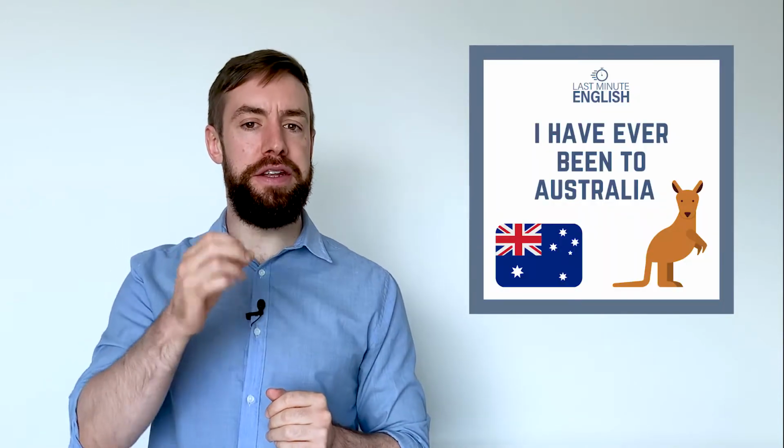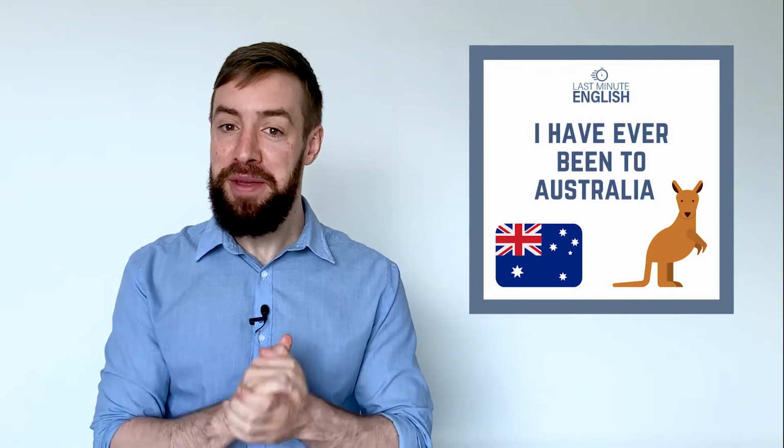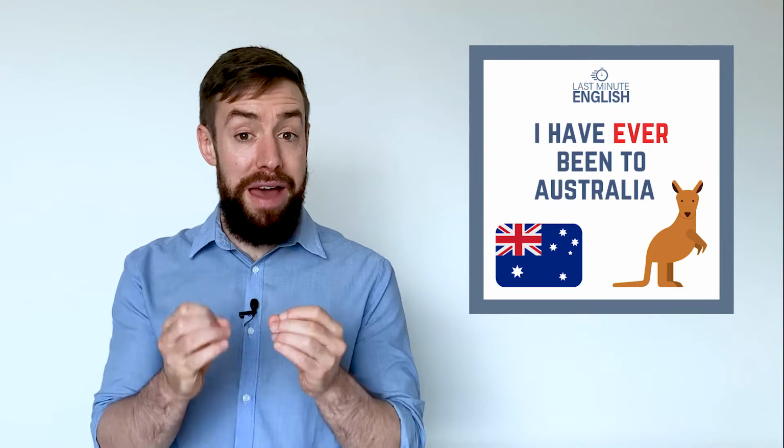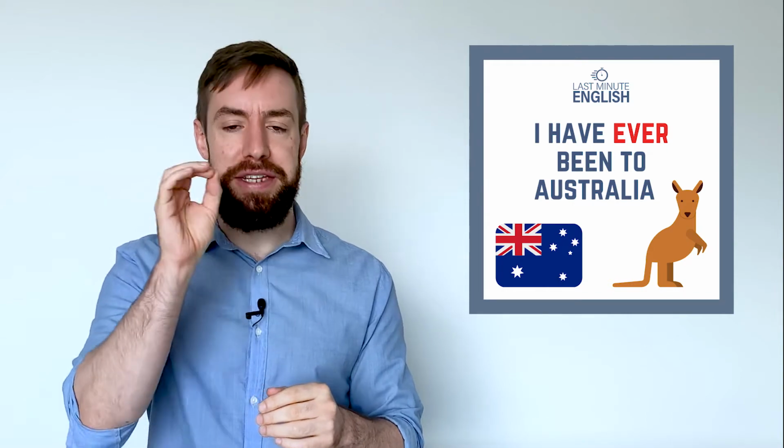So let's have a look at an example sentence and see if you can find this mistake. All right? So the example sentence is, I have ever been to Australia. What's the problem? The problem is the word ever. So ever is not a bad word, it's a real word. But we don't use it in this way. We don't say, I have ever done something.